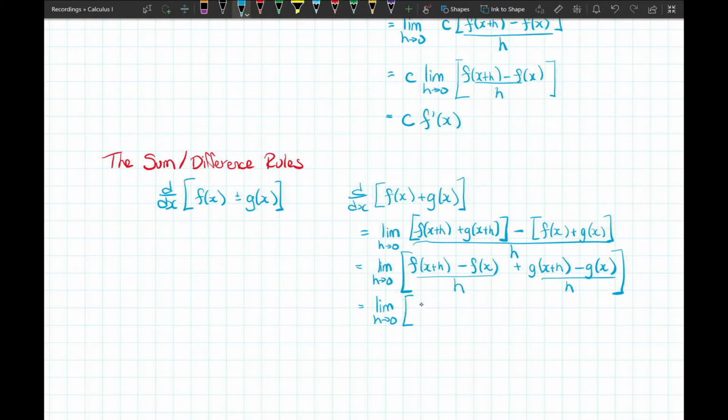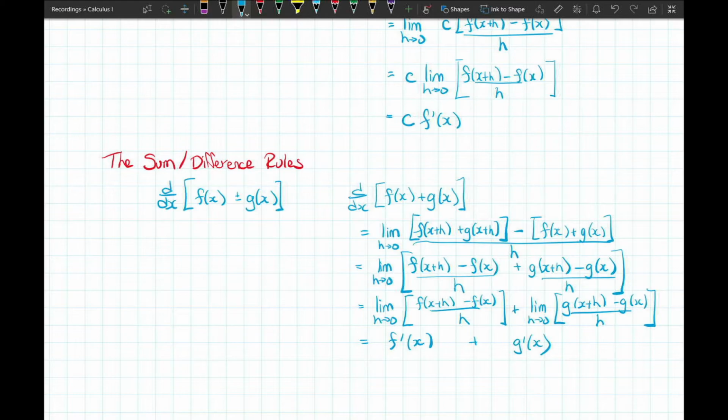One of the limit laws will allow us to apply the limit to each of the individual terms. We can take the limit of f of x plus h minus f of x all over h, and we can apply the same limit as h goes to 0 of g of x plus h minus g of x also all over h. And these two separate limits are exactly the definitions of f prime of x and g prime of x. So that is how we can look at the sum of two functions and find the derivative.